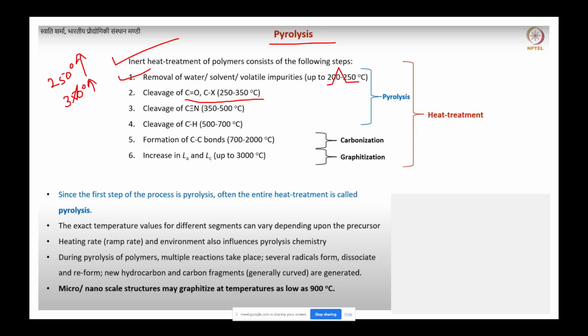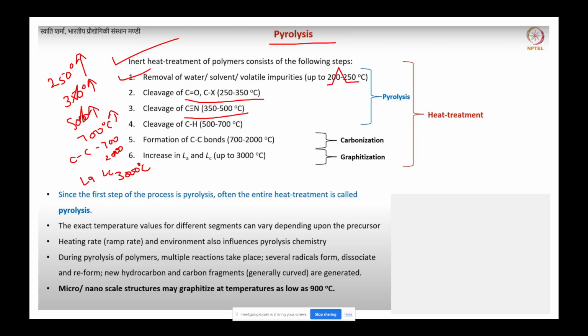After that, if there is any C-N, then till 500 degrees it will be removed. Okay. Then the C-H bond will be removed till 700. Then the formation of the C-C bond will occur at how much? From 700 to 2000. Then increase in La and Lc up to 3000 degrees centigrade.